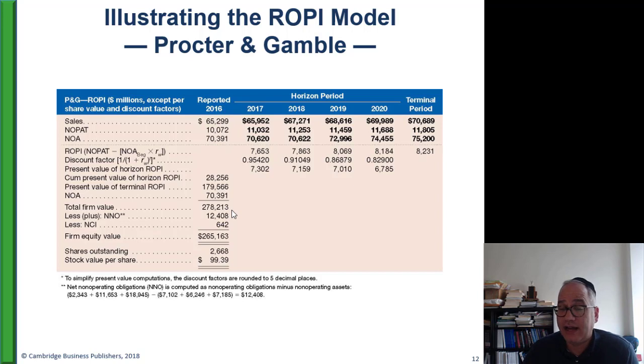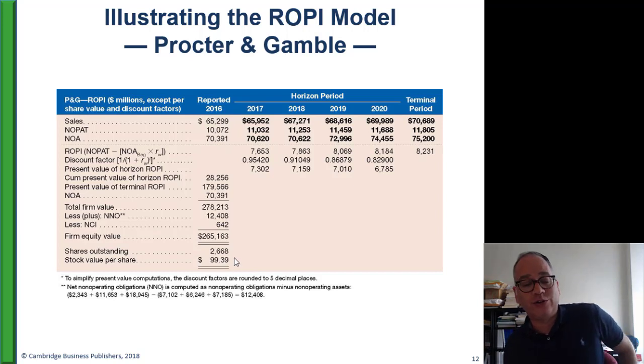You add or subtract net non-operating assets. In this case, I'm going to subtract it because net non-operating obligations is a liability, and some of your firm value comes from that. You're also going to subtract your non-controlling interest because some of your firm value comes from that. And you get an equity value of 265,163. Divide by the number of shares outstanding, you get a stock price of $99.39.